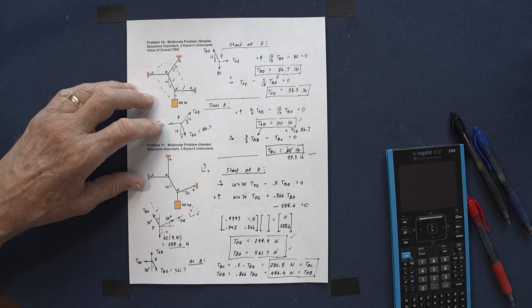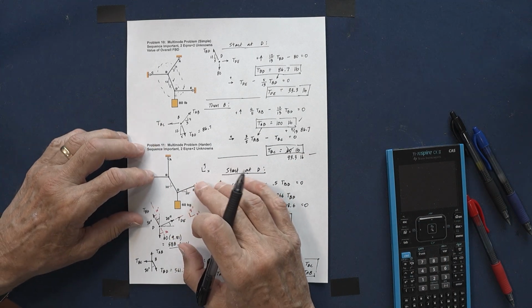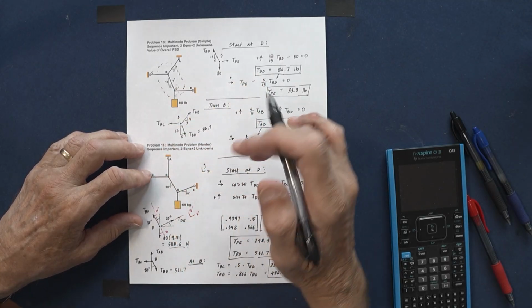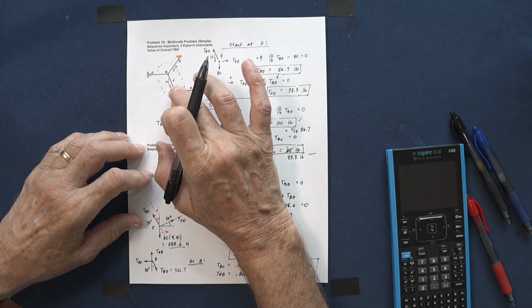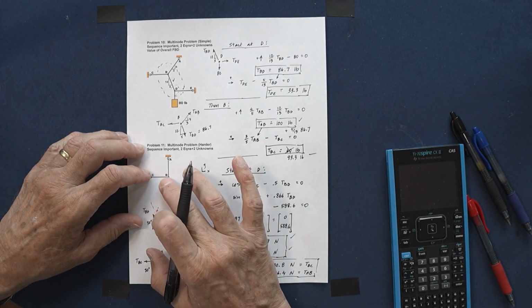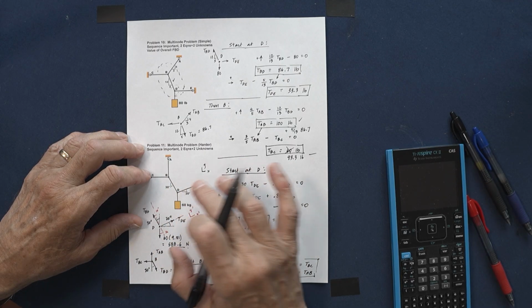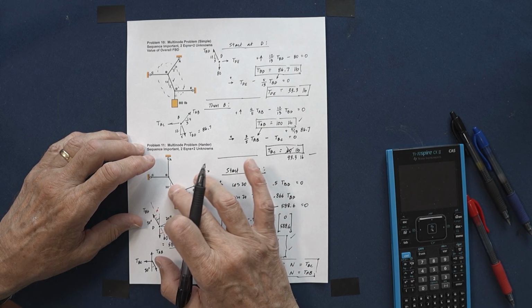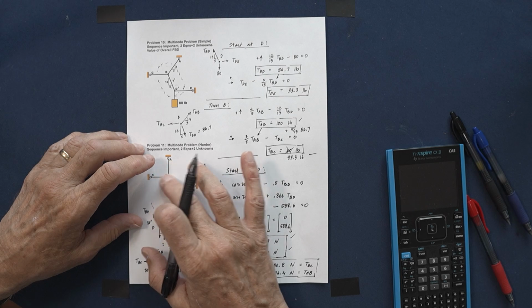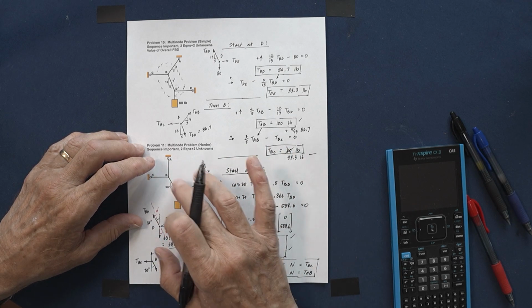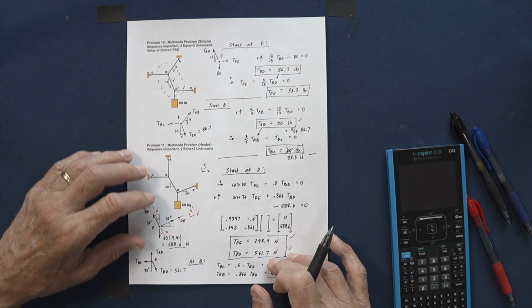Let's do one more multi-node problem. This was a little harder. Here we had the horizontal cable at D. I've got two cables at two angles at D. And so D is a little harder, B is a little easier. So just another two-node problem.